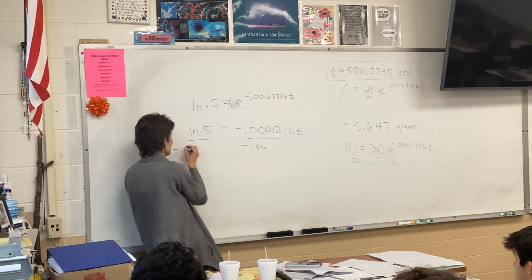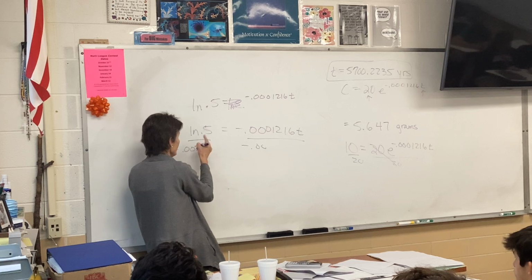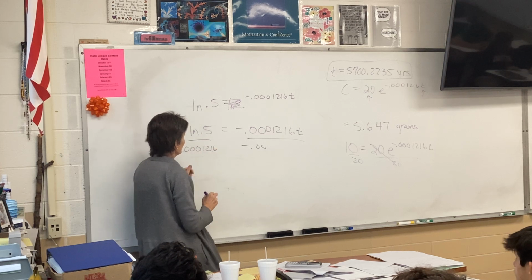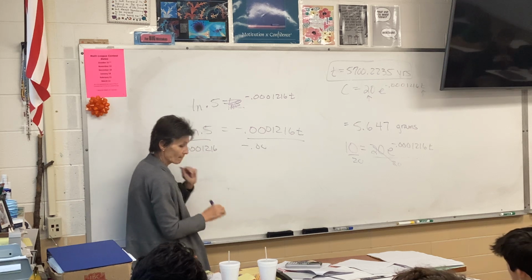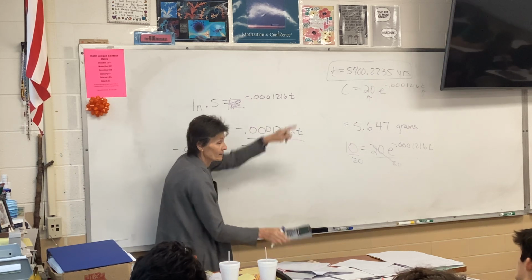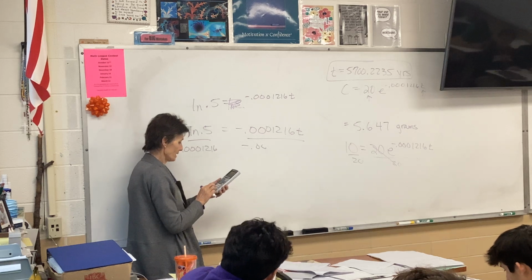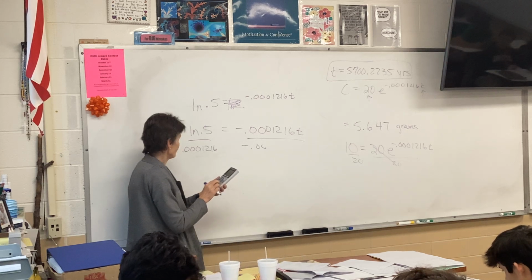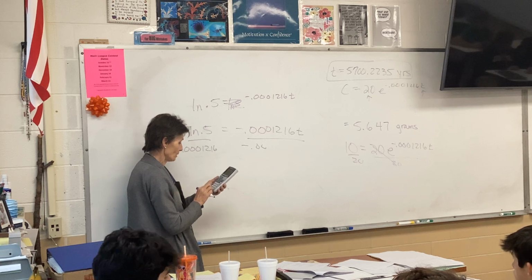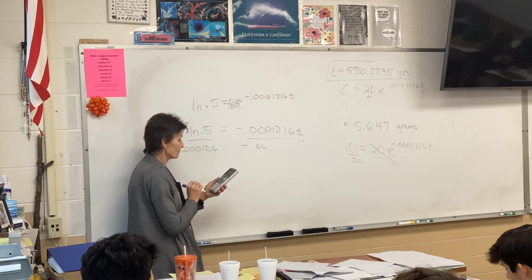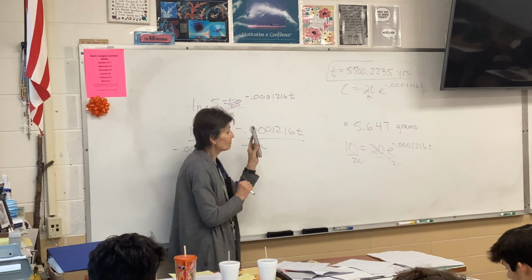So type it on your calculator, ln 0.5 divided by that big decimal, and it better be that right there. ln 0.5 divided by negative 0.0001216. Sure enough.